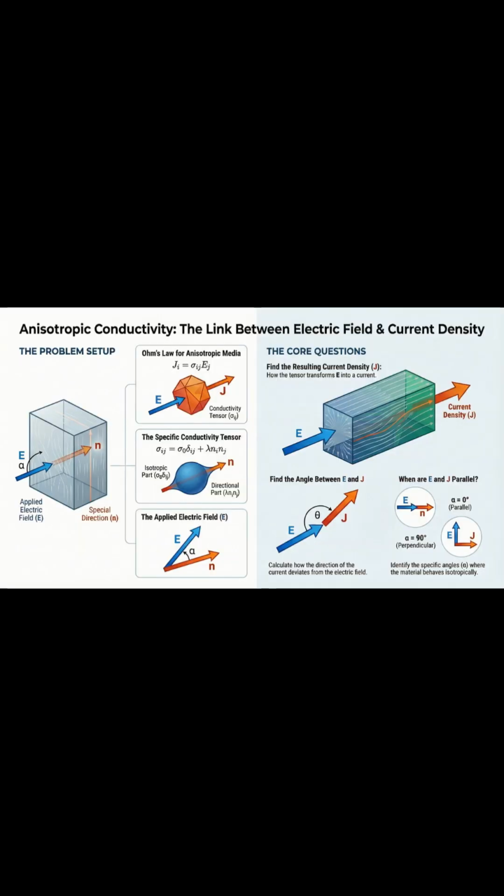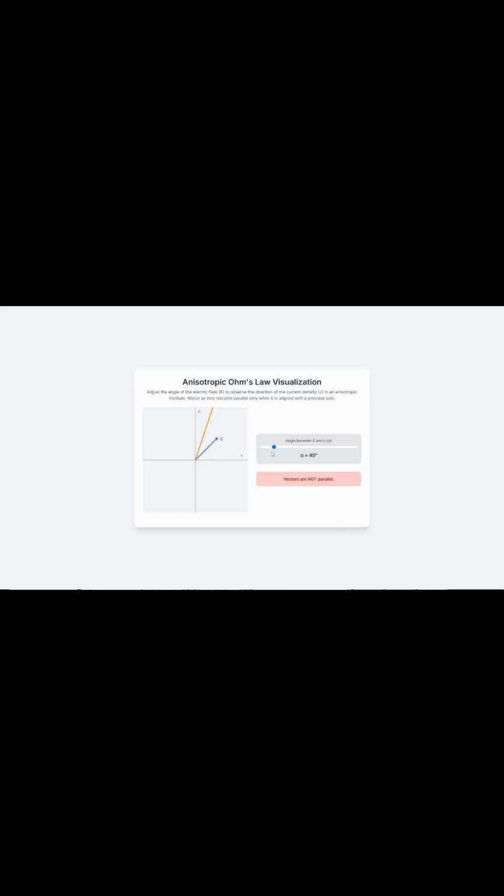And to really get a handle on how the electric field and current density relate, we need some more advanced math. Specifically, rank 2 tensors. Okay, first up, the big physical difference. In these anisotropic materials, the current density and the electric field are not always parallel. That's a huge deal. It means the current doesn't necessarily flow in the same direction you apply the field.